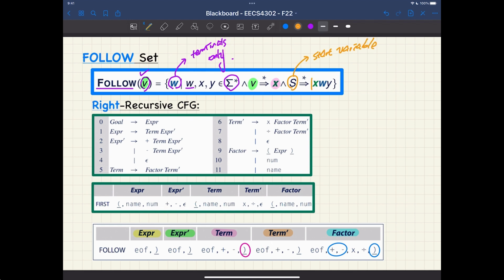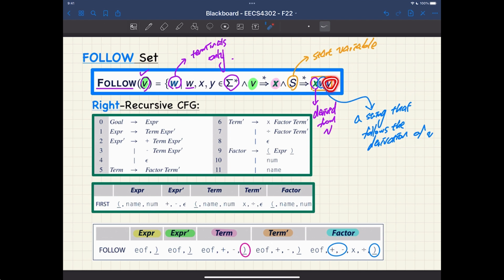And then take a look at this particular string. Okay? You can see here, X over here is derived from V. And W is just another string that follows the derivation of V. And what about the Y here? Y here is just for pattern matching, just the rest of whatever the derivation is.